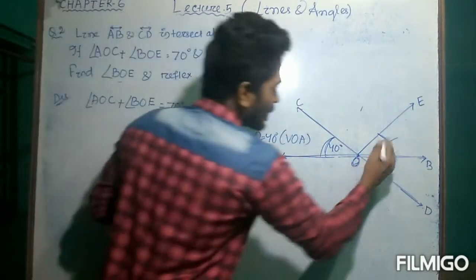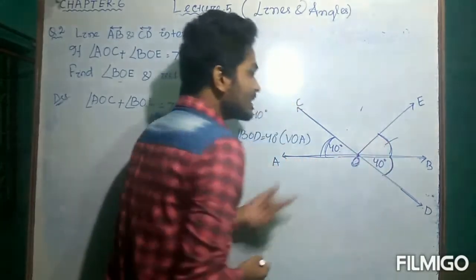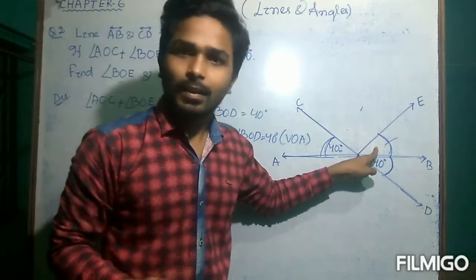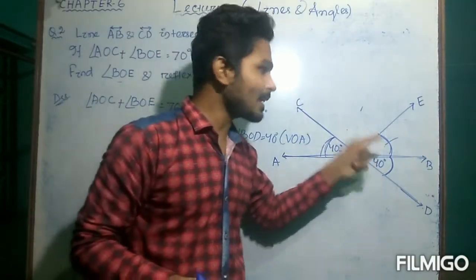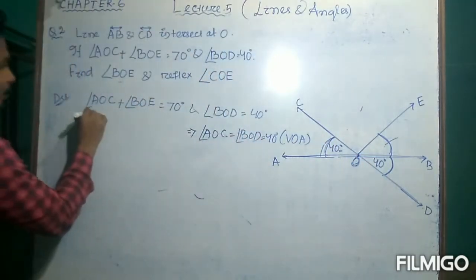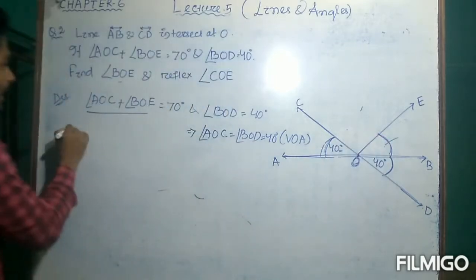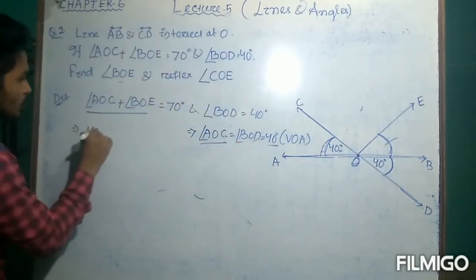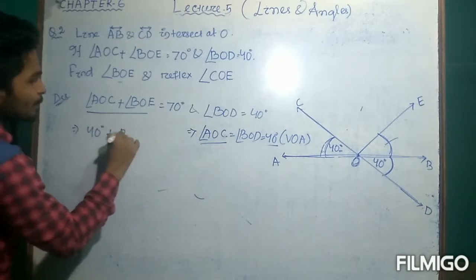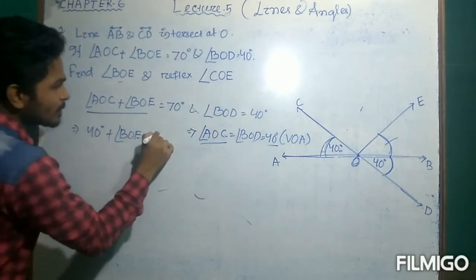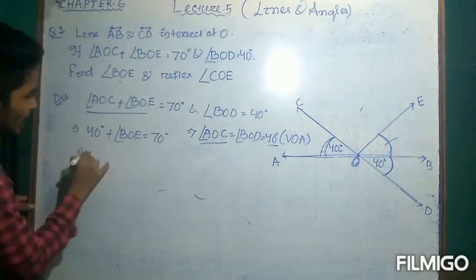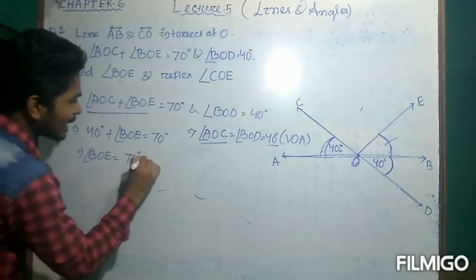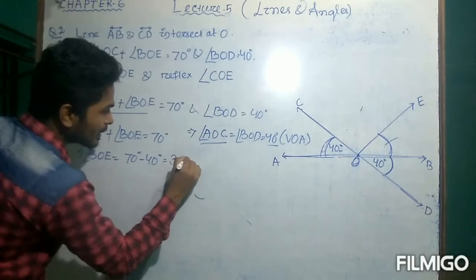Next, as this angle plus this angle is 70 degree, and you find this angle to be 40 degree, then what is the value of this angle? No doubt it is 30 degree because 40 plus 30 is 70 degree. Here AOC plus BOE is 70 degree. Okay, you find that AOC is 40 degree. So substitute this value here. 40 plus BOE is equal to 70 degree. So what is the value of BOE? So BOE is equal to 70 degree minus 40 degree is equal to 30 degree.